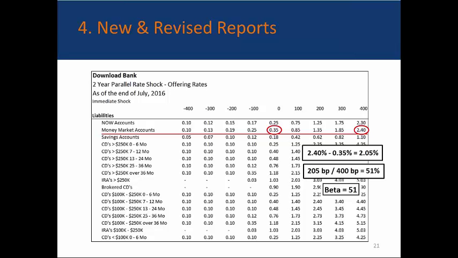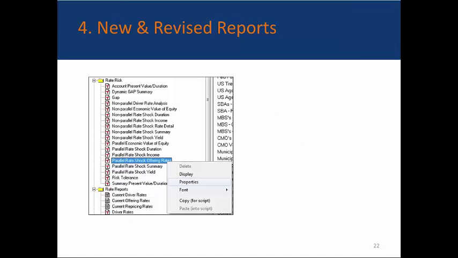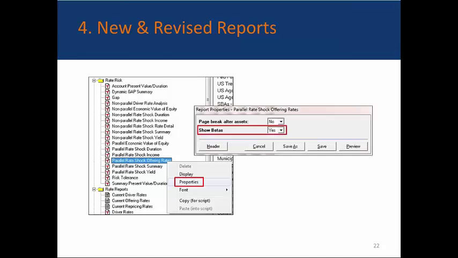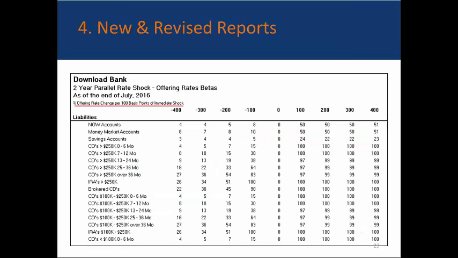So you can figure it out, but what we did in this next release is we took that math off the table for you and we did it for you. So if you go into the system, go into the parallel rate shock offering reports, click on properties, right click, choose properties. There's a new option in there now in the new release that says show betas. If you select yes for that, you will get this report, new title on the top, which I've highlighted there for you to see, and then you'll see on my money market accounts that there's my beta of 51.